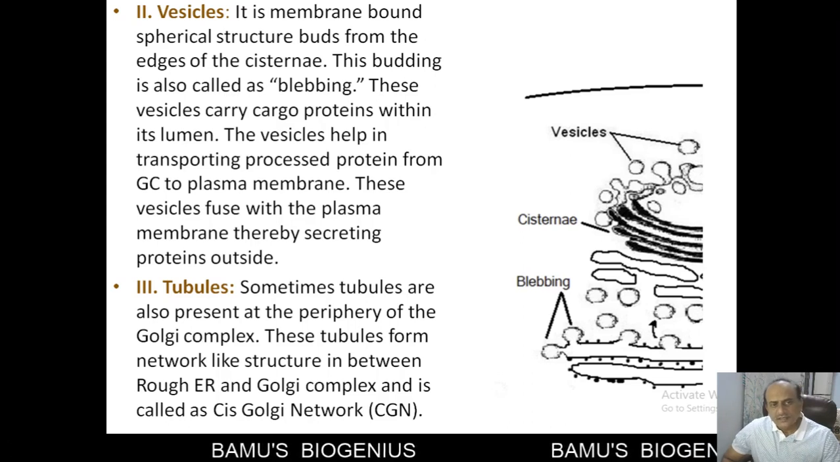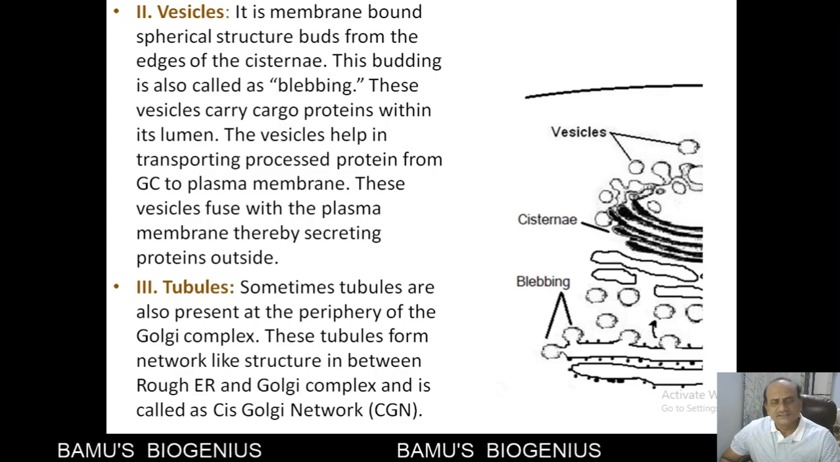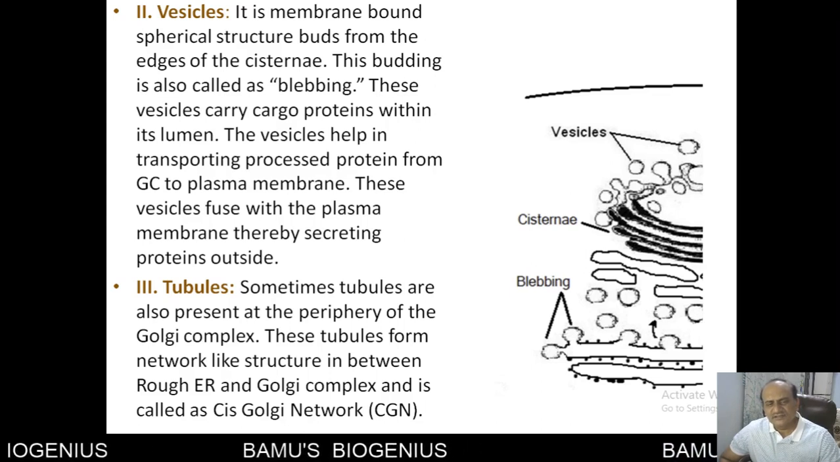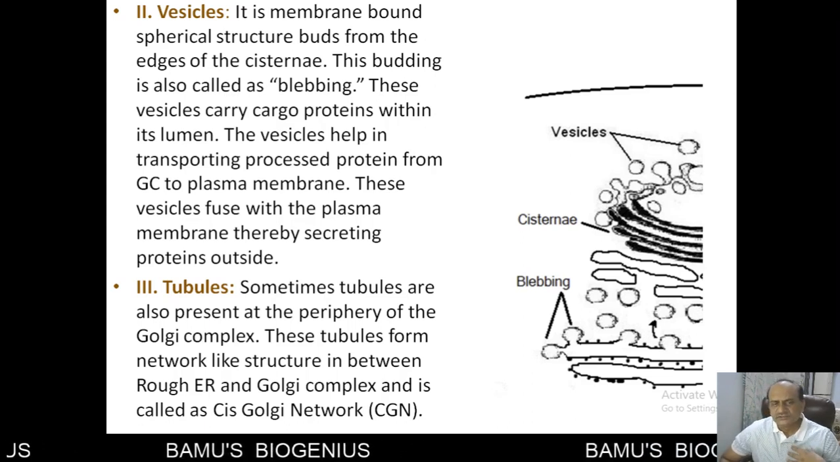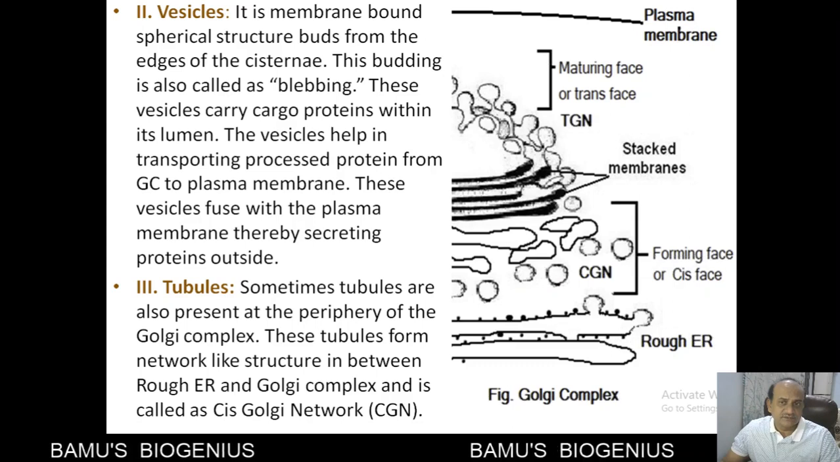Now when we talk about the third typical structure of a Golgi complex, that is the tubules. In some cases, the tubules are found on the cis and trans side of the Golgi complex. If they are present on the cis side, it is called a cis Golgi network. If they are present on the trans side, it is called a trans Golgi network. So this is how the structure of the Golgi complex is.